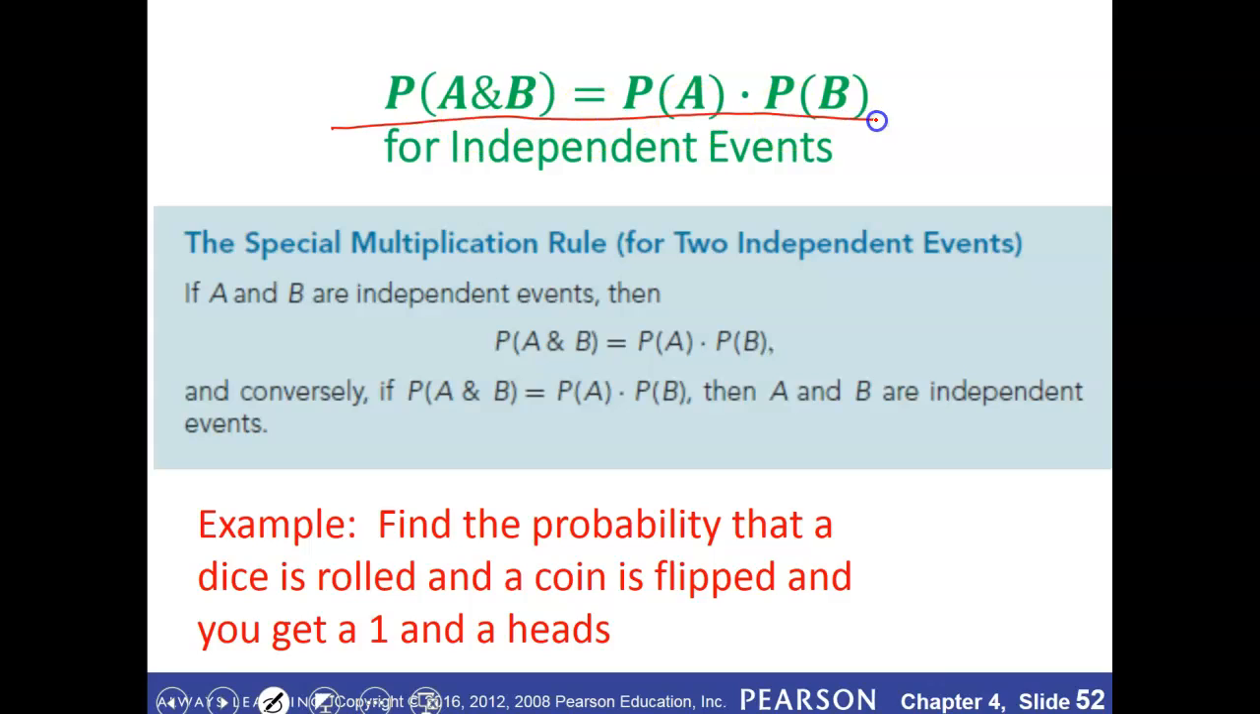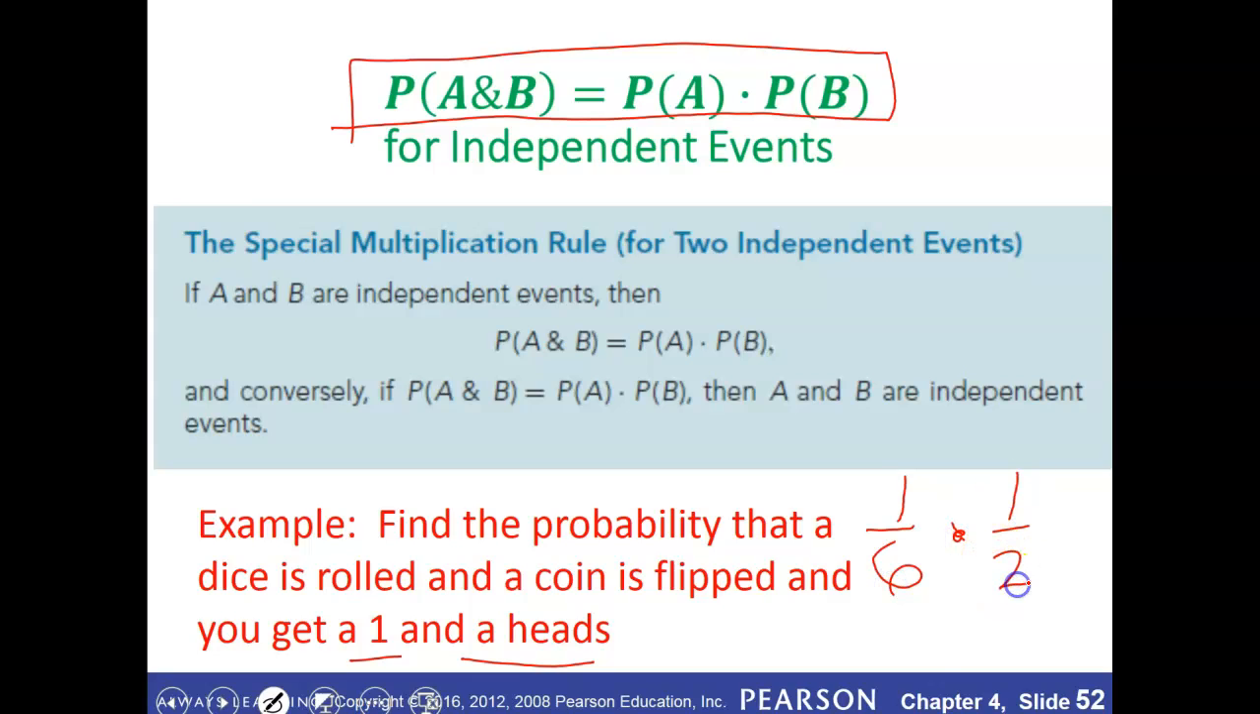The probability of A and B can be found just by multiplying the probability of A times the probability of B. So an example of this would be, suppose we want to find the probability that a die is rolled and a coin is flipped, and we want a 1 and a heads. Well, the probability of rolling a 1 is 1 out of 6, and the probability of getting heads is 1 out of 2. So what's the probability of both of those happening? Well, that's going to be 1 out of 12 because we simply multiply those together.